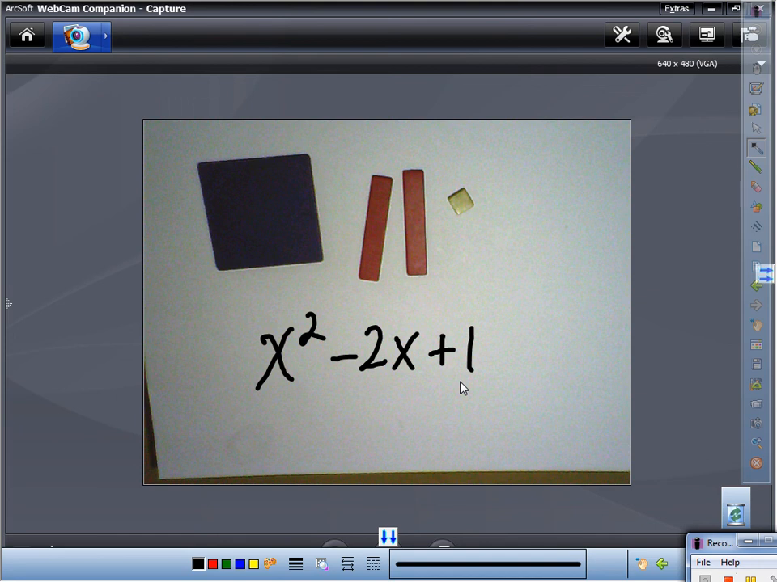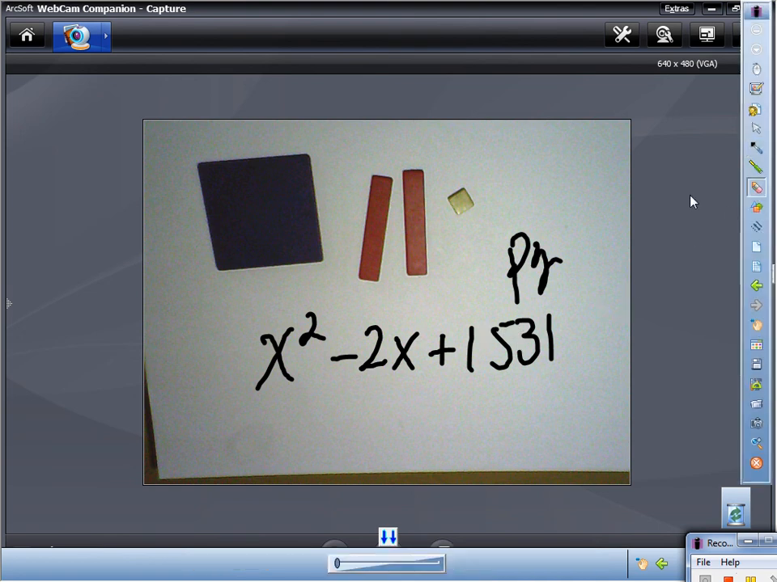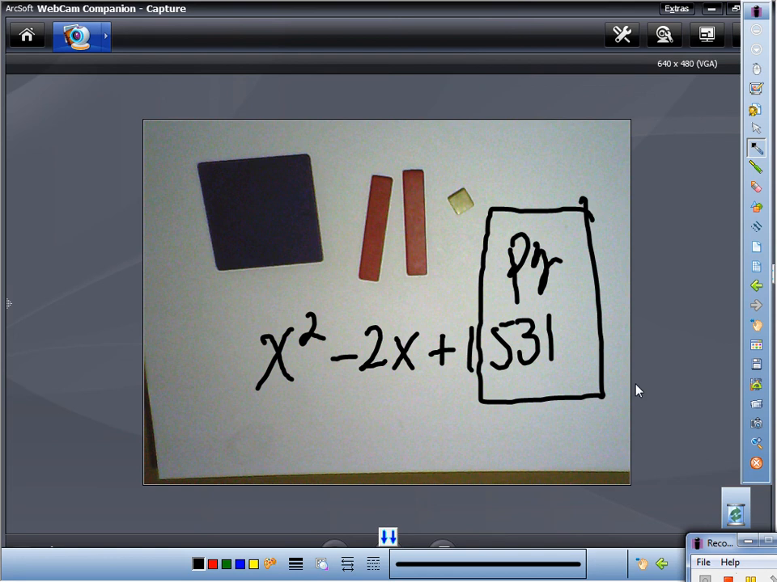So for tomorrow, we're going to be using the tiles to get ourselves going with a new lesson. So log off from Nearpod. And for tonight, you're going to practice more factor by grouping, and that's on page 531. 531, sorry. For tonight, not fortnight.